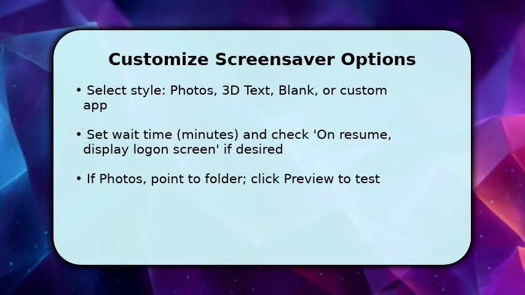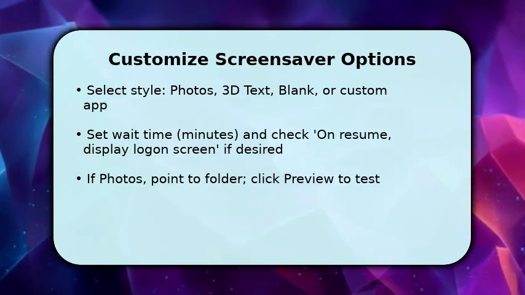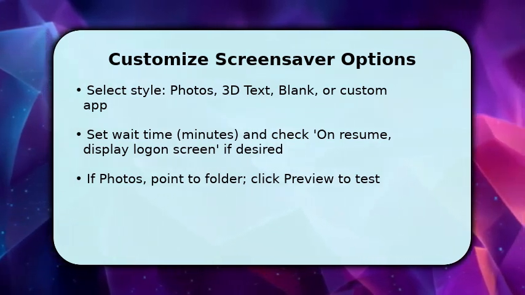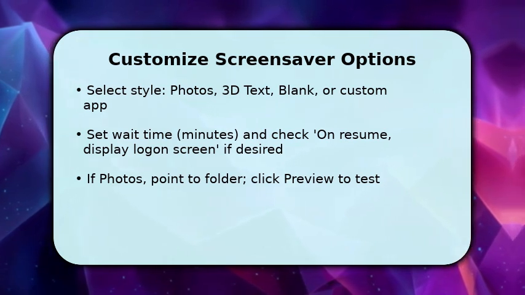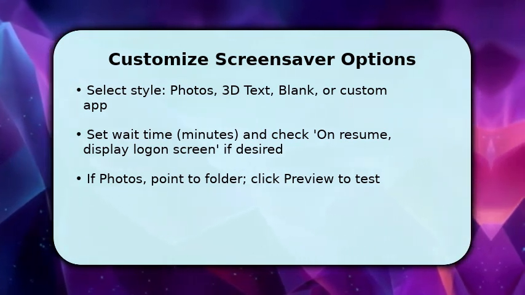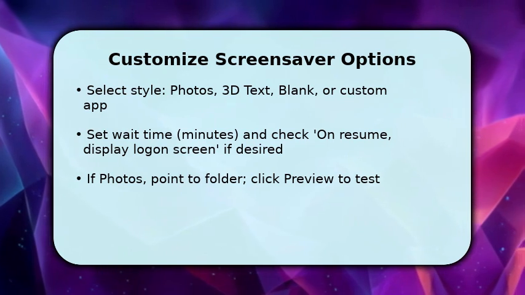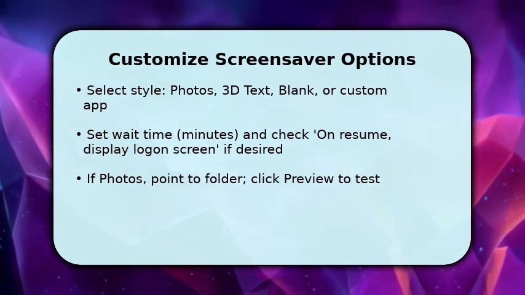Now you customize the behavior. Choose photos to show a folder, 3D text for movement, or blank for power savings. Each does something different. You set the wait time in minutes. Shorter times save power but may trigger more often, so pick what fits.